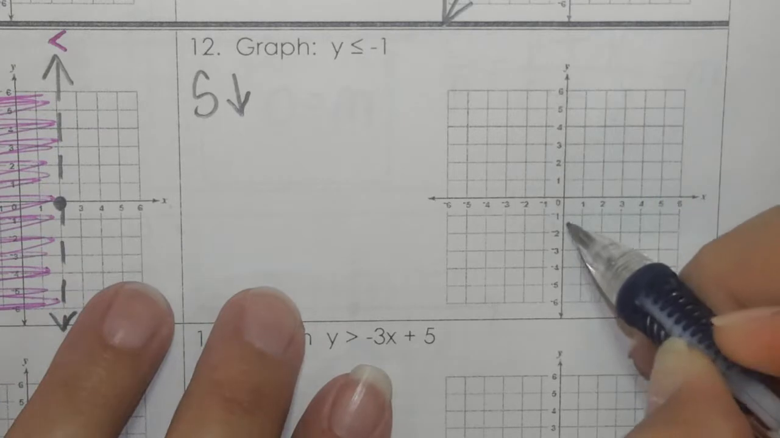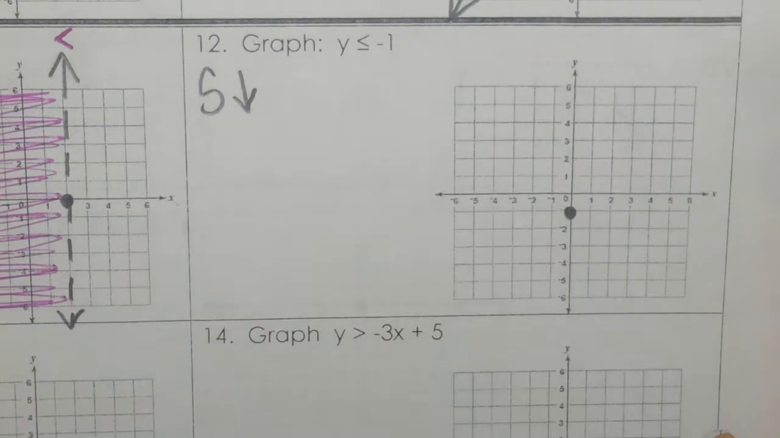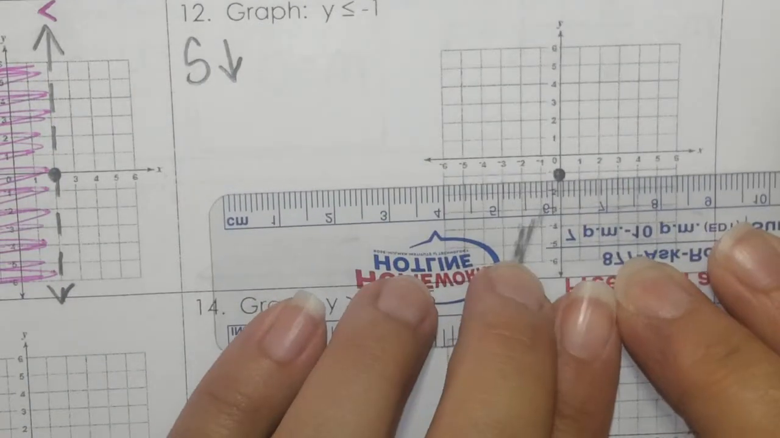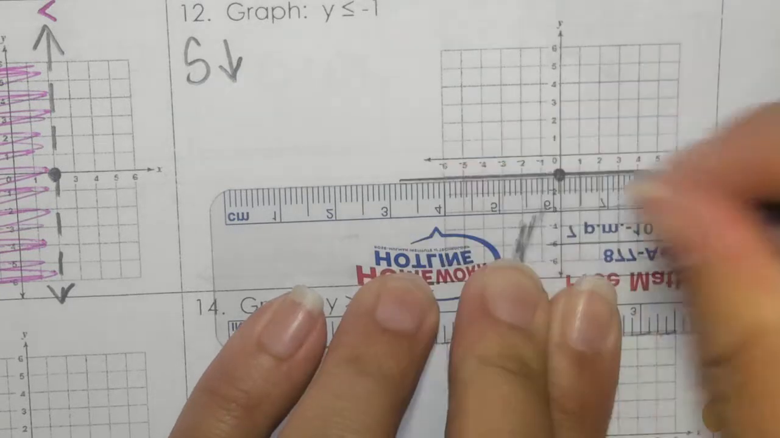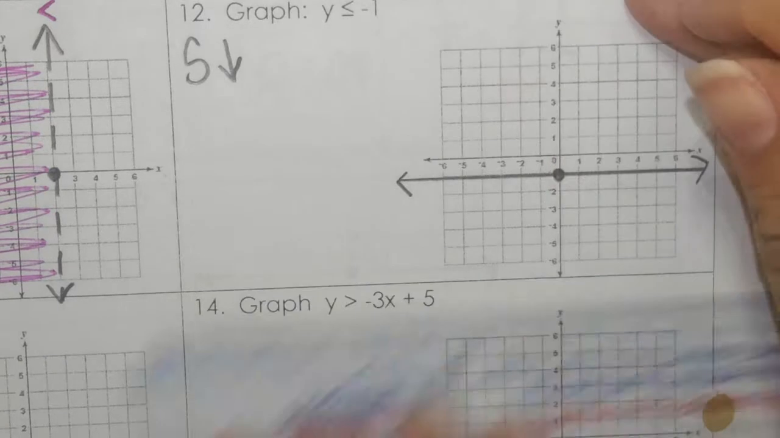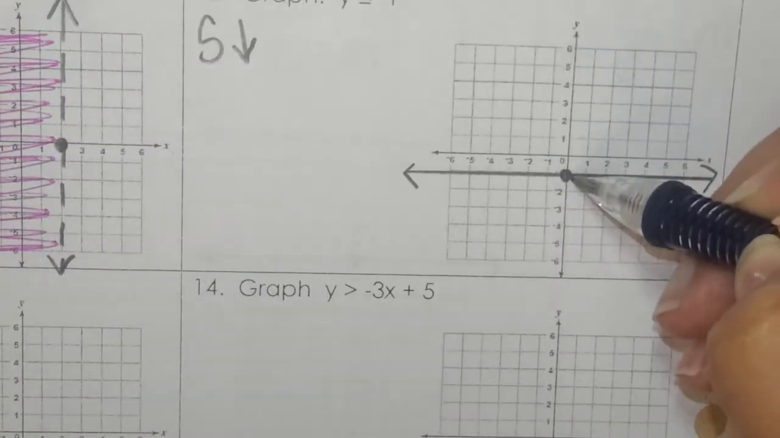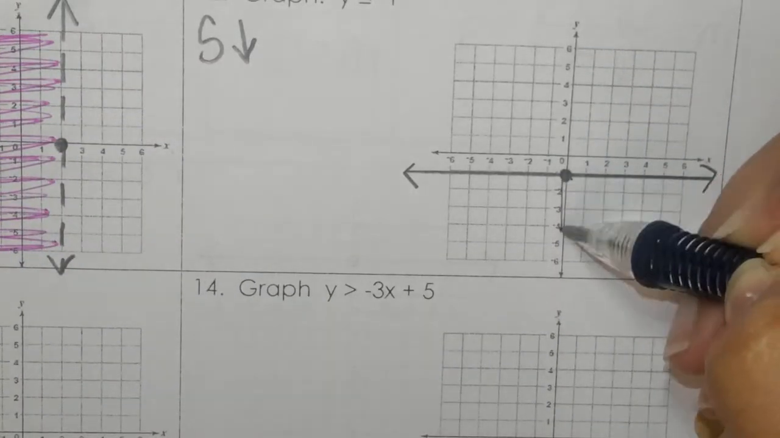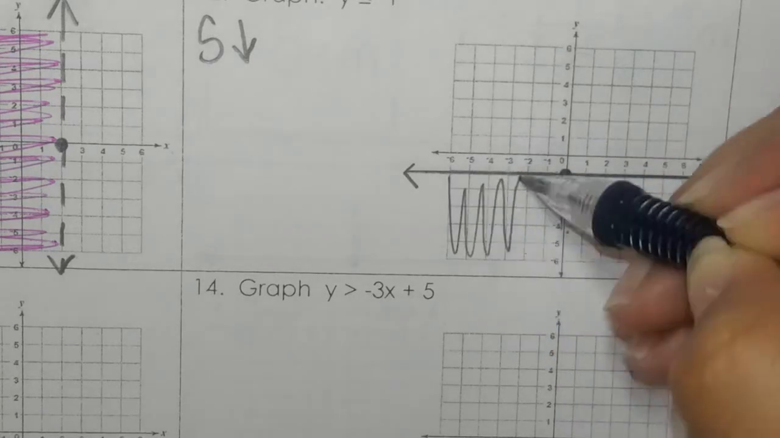So y-axis at -1, and we draw our line horizontally, solid line, and then shade down. So I'm going to go below my line, which is down here on this side, so this entire section gets shaded.